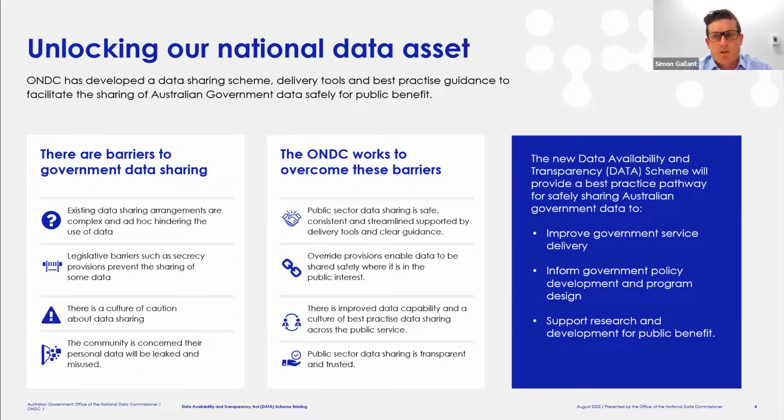When we say in the public interest, there are three purposes for which data can be shared under this scheme. Those are in that blue box on the right: improving government service delivery, informing government policy development and program design, and supporting research and development for public benefit. That supporting research and development for public benefit purpose does not have to be government research and development. That can be industry or university research and development, where the public benefit is clearly articulated and where the right safeguards are put in place to make sure the data is not misused.